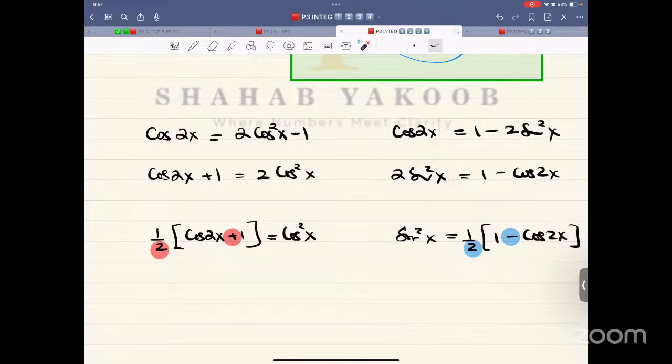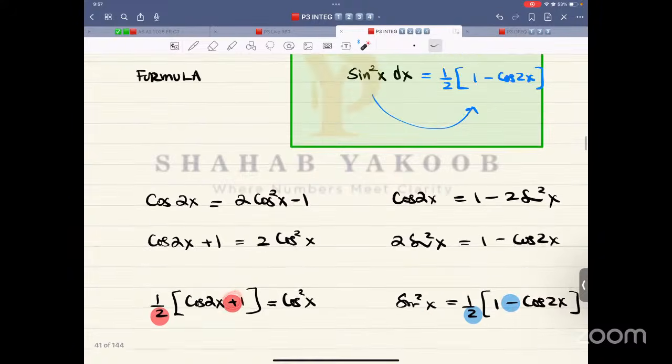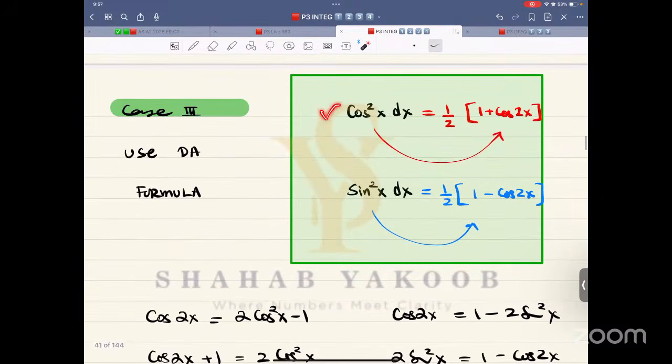Look at the two. It's half, 1 and cos 2x in both. In sine squared, there is a minus sign. In cos square x, there is a plus sign. So remember these. Don't waste time making it the subject on the spot. You already know this: it's half, it's 1, it's cos 2x. Cos gives a plus, sine gives a negative. So you just have to interchange using this double angle.